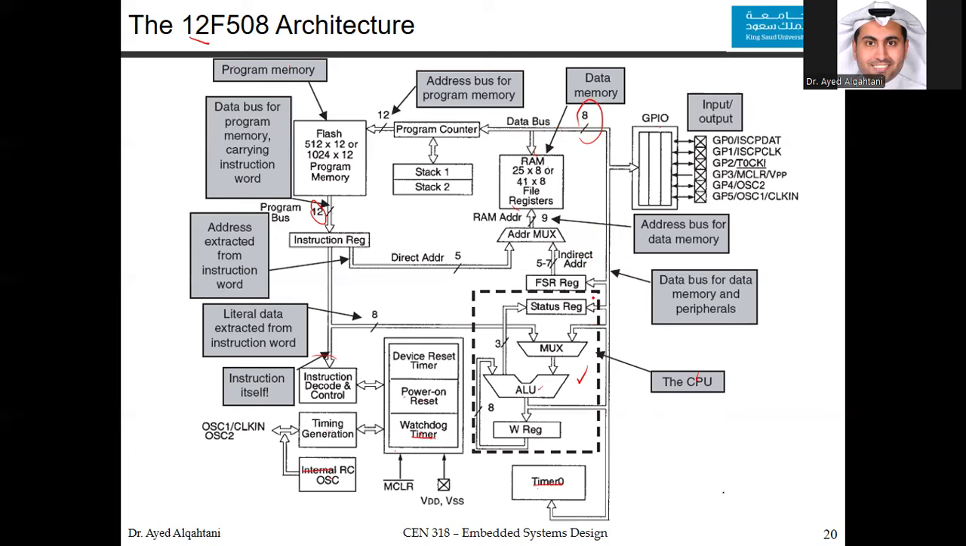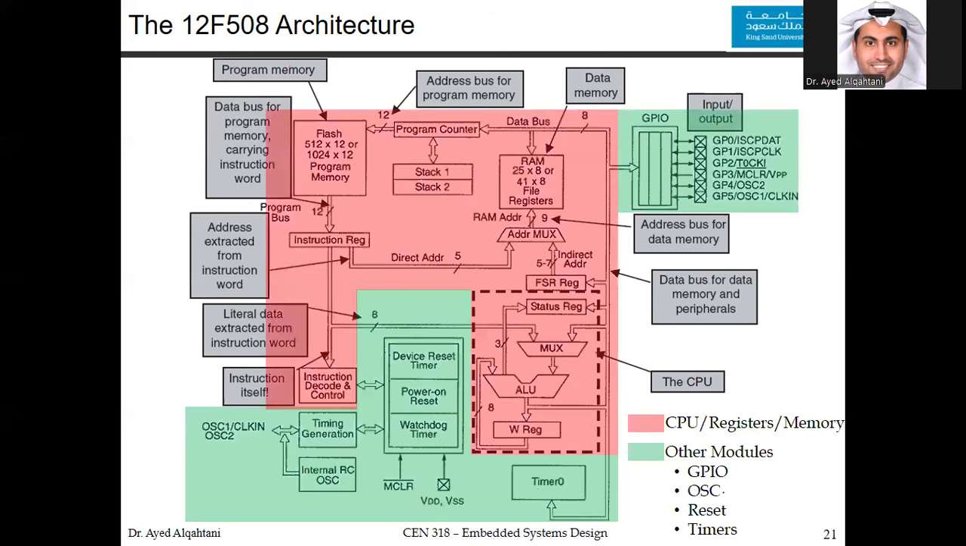And so on. Now, looking again at the same architecture, we could say that the highlighted region that you see in red is basically the CPU, the registers and the memory. So if you take out the memory, which is the RAM and the program memory, from this red space, you will end up with what we call a microprocessor. Now the green areas are the other modules like the GPIO, the oscillator, reset modules, and timers.